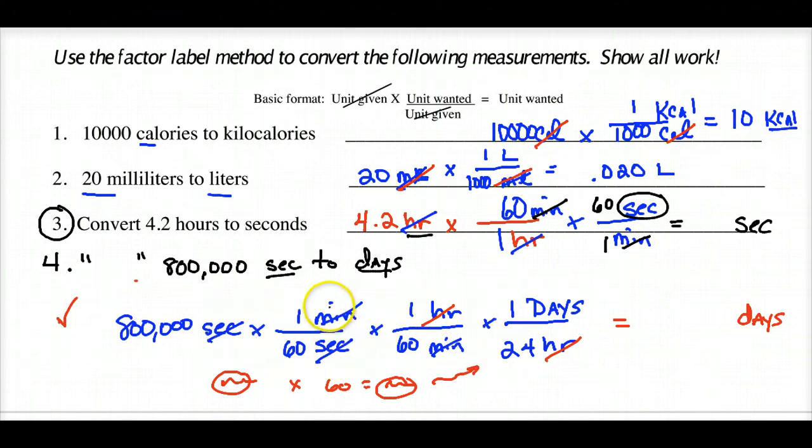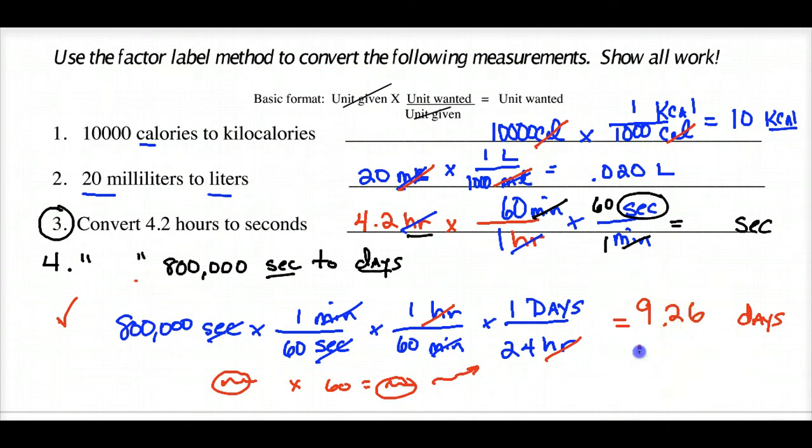Get rid of my seconds. Get rid of my minutes. Get rid of my hours. Okay, really the process is more important than the number, but let's get the numbers, see if we're on the same page. So 800,000. Okay, I'm dividing by 60. Okay, I'm dividing by 60 again. And then I'm dividing by 24. And I get 9.26 days, and I just rounded.